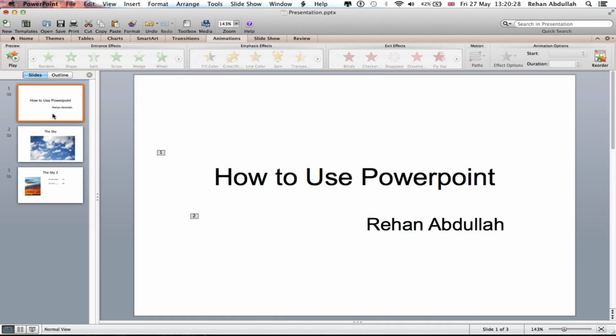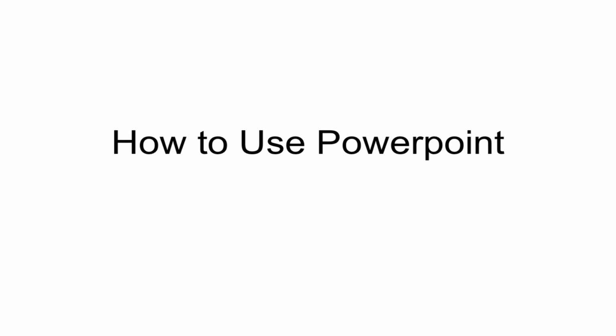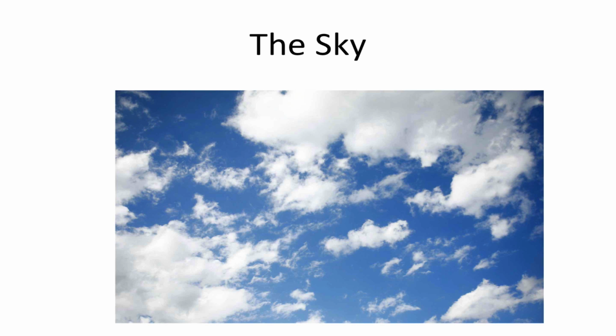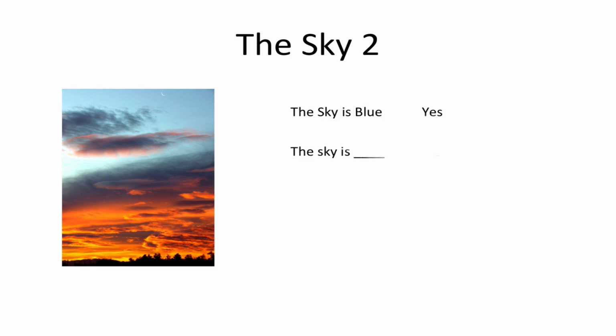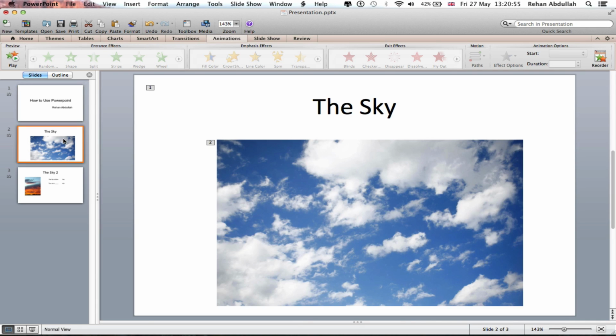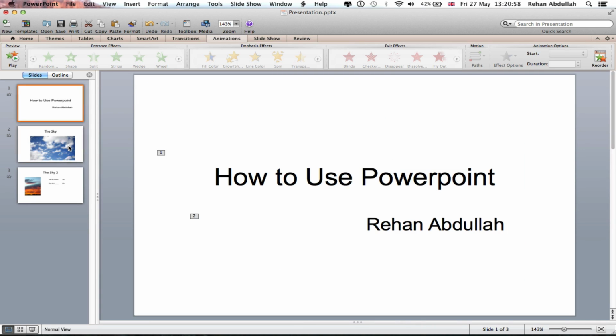Okay, so if we play this PowerPoint from the start using FN and F5, we are presented with a blank screen at the minute. So if I do next, it should show me how to use a PowerPoint. Next, my name comes up. We go to the next slide from this, the sky, a picture that dissolves in, and the next slide, the sky too. The sky is blue. Yes, the sky is, we don't know. No. So that's how you add the animations in.